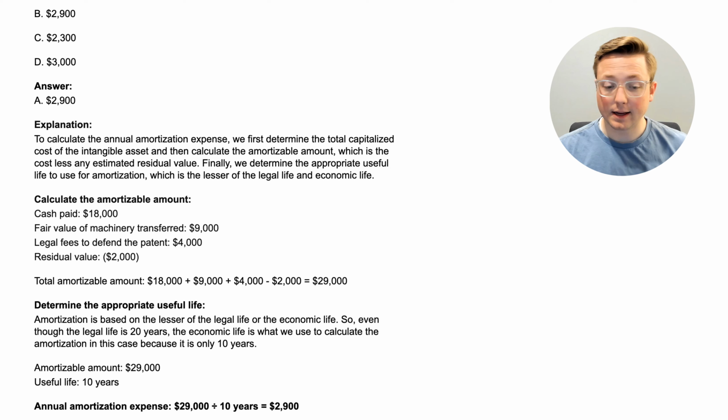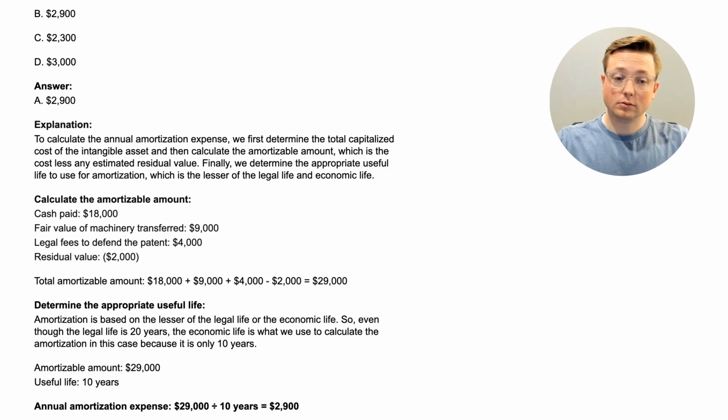So $29,000 divided by 10 years is $2,900 of amortization that's going to be happening each year. So not too difficult once you kind of see how things fit together. This is honestly quite a simple concept, except for the fact that there's a lot of little pieces that can kind of come into play. So you just kind of have to pay attention to the things that are said in the question.